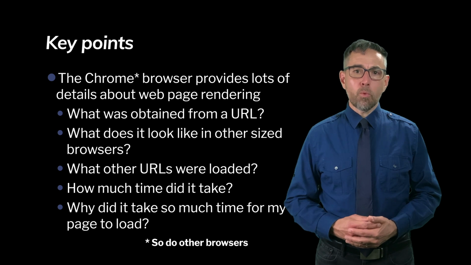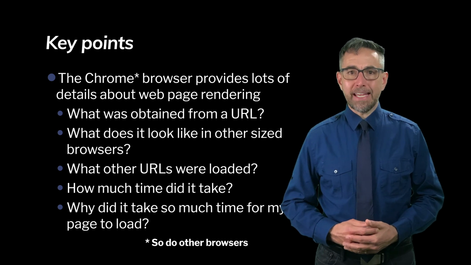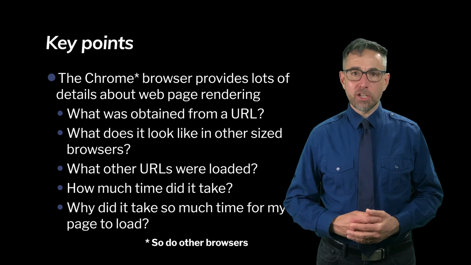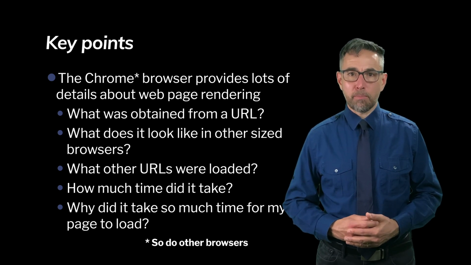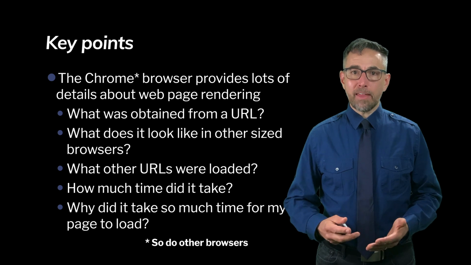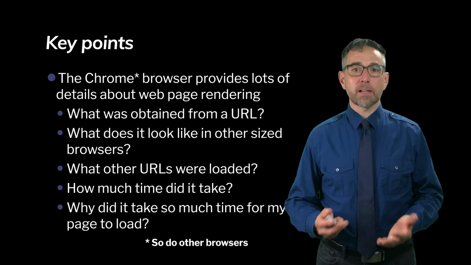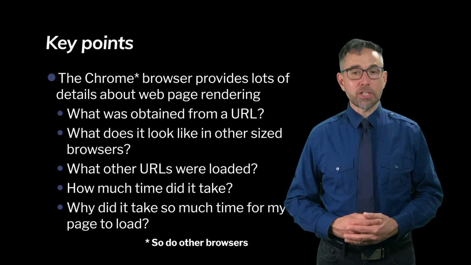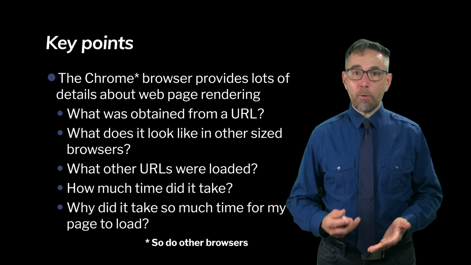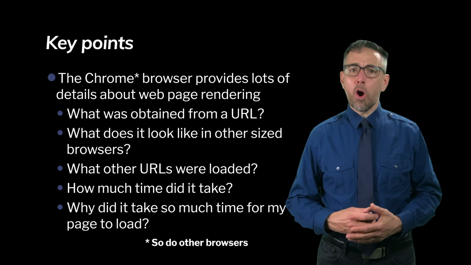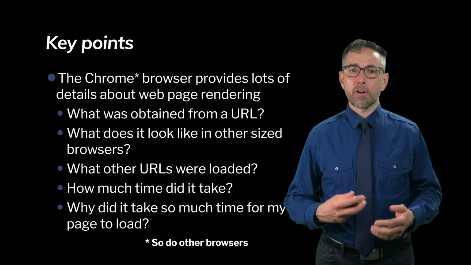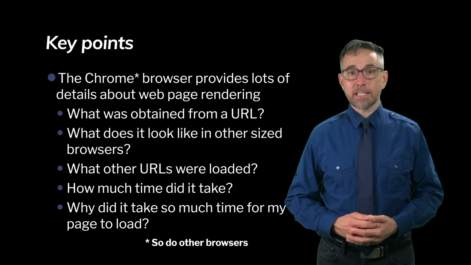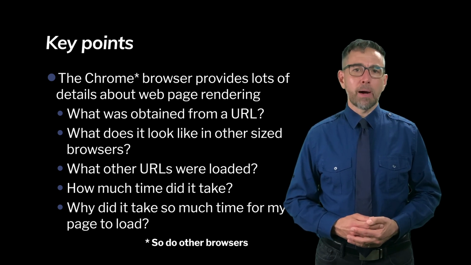You can look to see what other URLs were loaded in addition to the initial request that you made. For example, although I initially requested www.djp3.net, in order to render that web page, the browser had to request 133 other resources. You can look to see how much time it took, both in terms of the network time to collect those resources or in terms of the CPU time to render and process those resources. And overall, you can get a pretty good sense of why it took so much time for my web page to load.